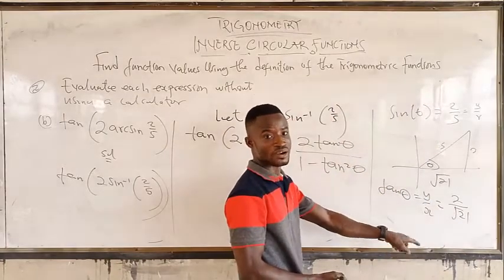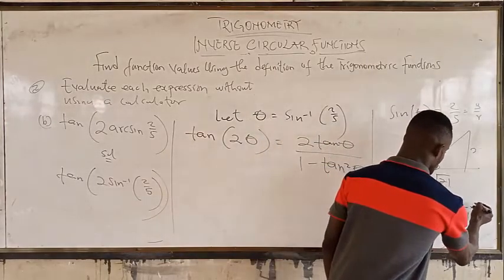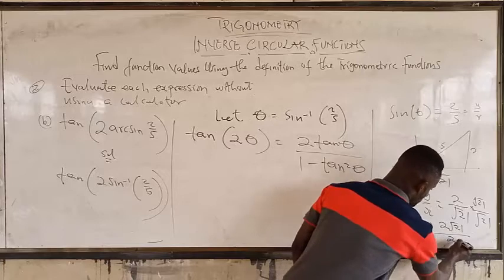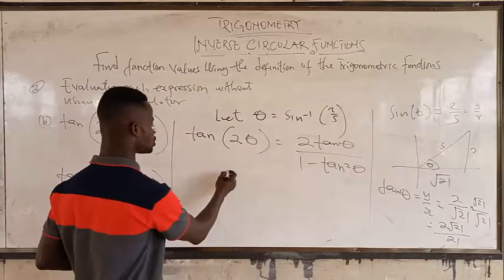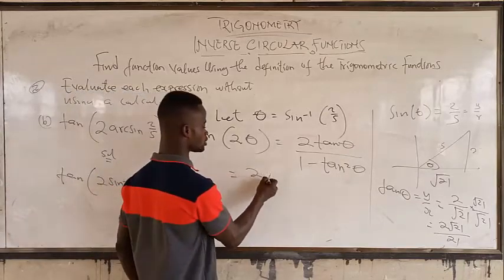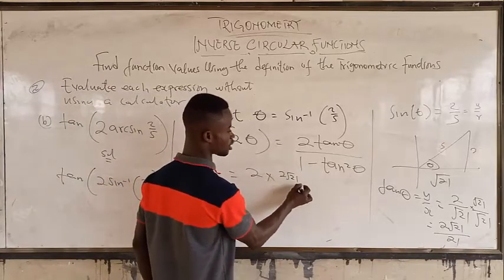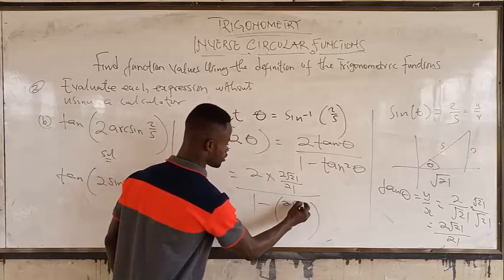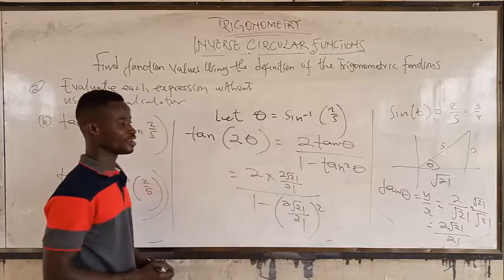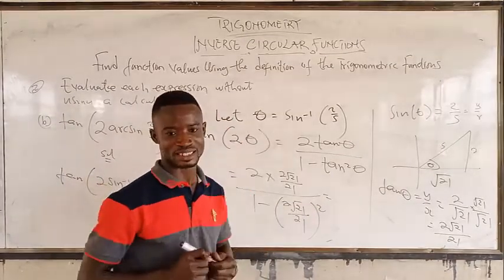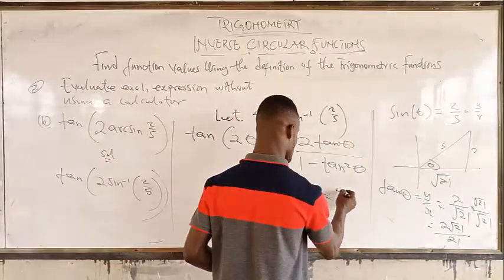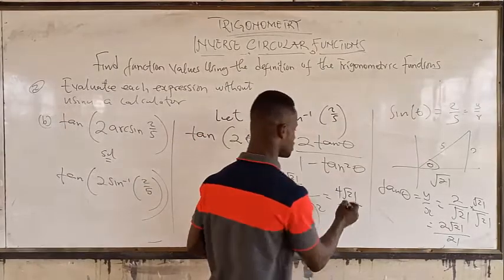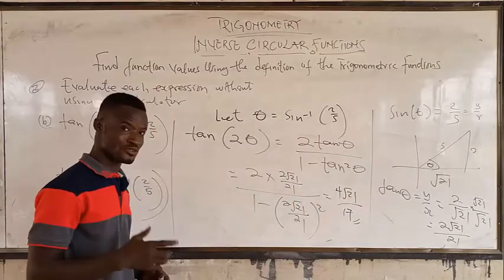When you rationalize, you are going to get square root of 21 over square root of 21. So this will give you 2 square root of 21 over 21. That is the rationalized form. So by substitution, the double angle is 2 times 2 square root of 21 over 21, over the whole of 1 minus 2 square root of 21 over 21 squared. Alright, so very good. Then we end up getting our final answer to be 4 square root of 21 over 17. Very good. So that becomes our final result for that.